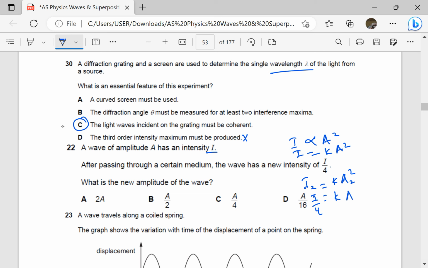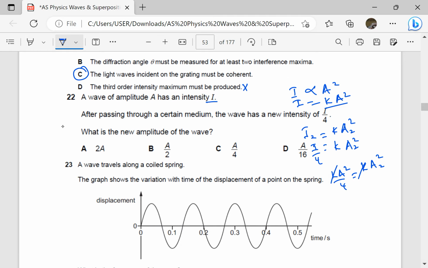This will be K times the second amplitude squared. So we combine. Where there is I, I will put Ka squared. So I will say Ka squared over 4 is equal to Ka2 squared. So K cancels, and you notice that A2 is going to be the square root of A squared over 4, which is A/2. So the answer is going to be A/2, which is B.